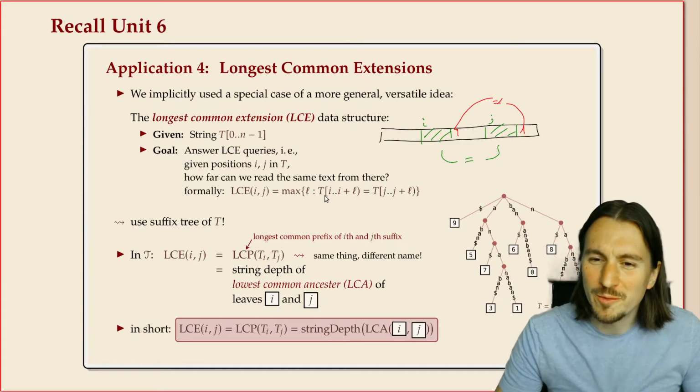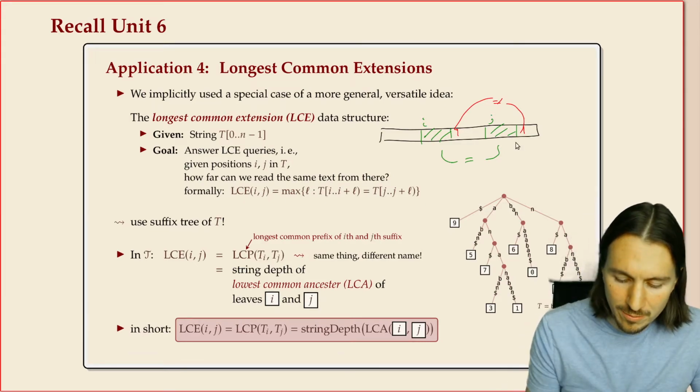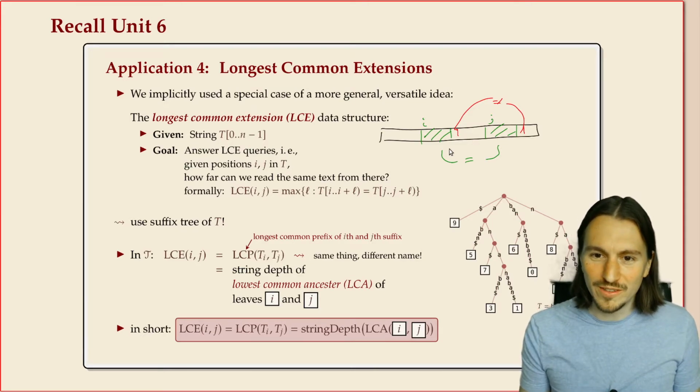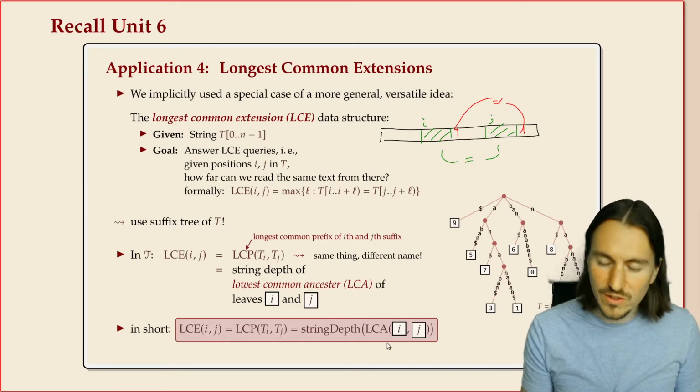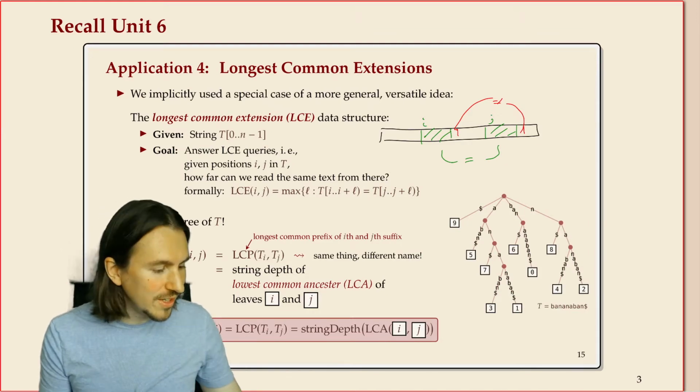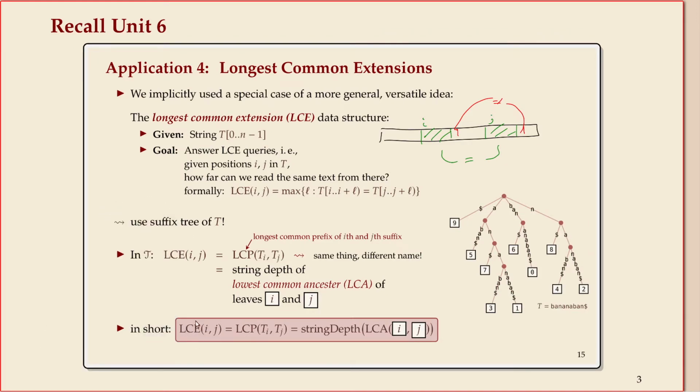Well, formally, the longest common extension was the length of this green part, not the string, just another nitpick to make it a little more convenient. And we've already at the time found this connection. There's an obvious connection between LCE and the suffix tree. The longest common extension of two positions is the longest common prefix of two suffixes, namely those starting at those positions. And in the suffix tree, we can find longest common extensions by taking the lowest common ancestor of the leaves for those suffixes and then computing its string depth.